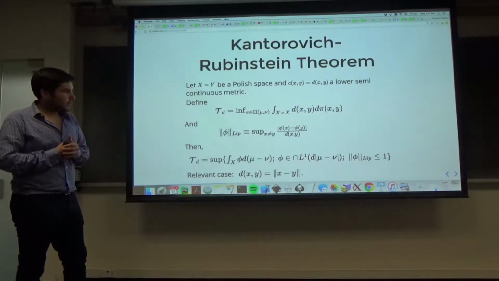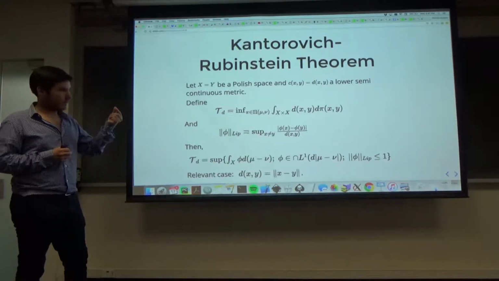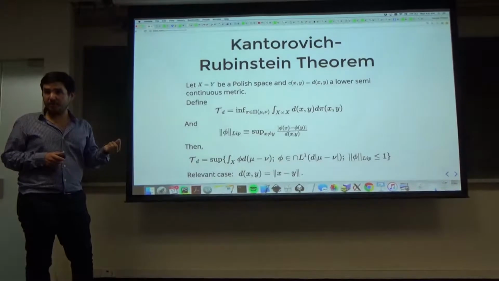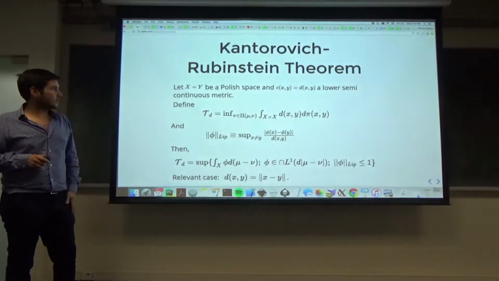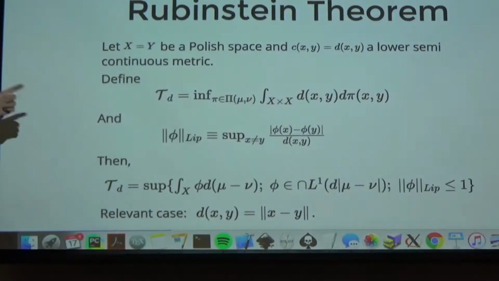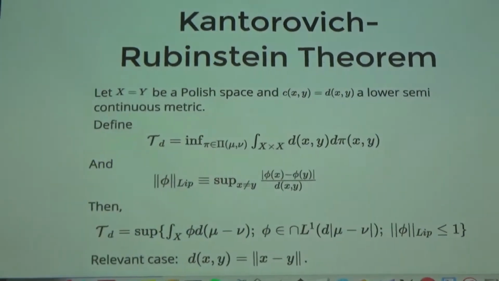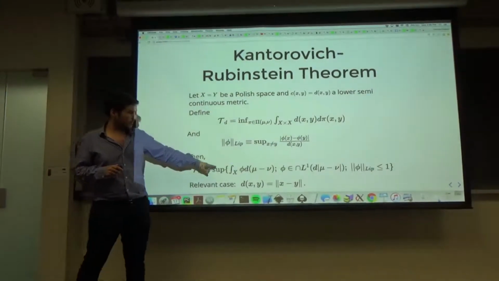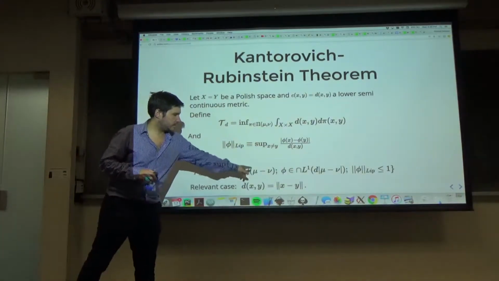And things get more interesting when we work in a metric space, a Polish space, where we assume that X is equal to Y, and that the cost function comes from a metric. So we have a notion of distance between points in the space X, and we assume it is lower semi-continuous. Again, we define this infimum, and we can also define a Lipschitz norm on the function, so that this is finite. And here we are going to show that this infimum is actually a supremum over the functions with respect to this difference of measures.